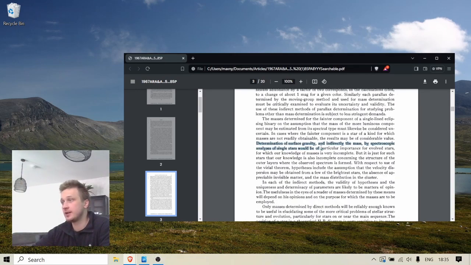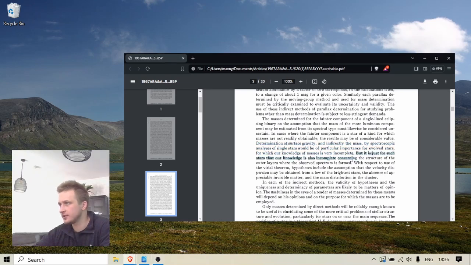Determination of surface gravity and indirectly the mass by spectroscopic analysis of single stars would be of particular importance for evolved stars, for which our knowledge of masses is very incomplete. Okay, so this is an indirect method that I don't know of. I mean, it feels intuitive that you could say something about the mass from the gravity, but how do we know the gravity? How would you know the gravity of the star from afar?